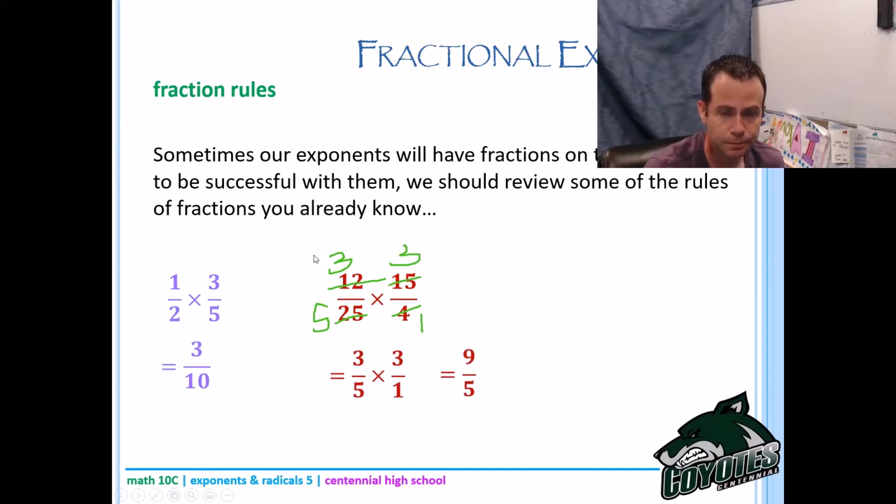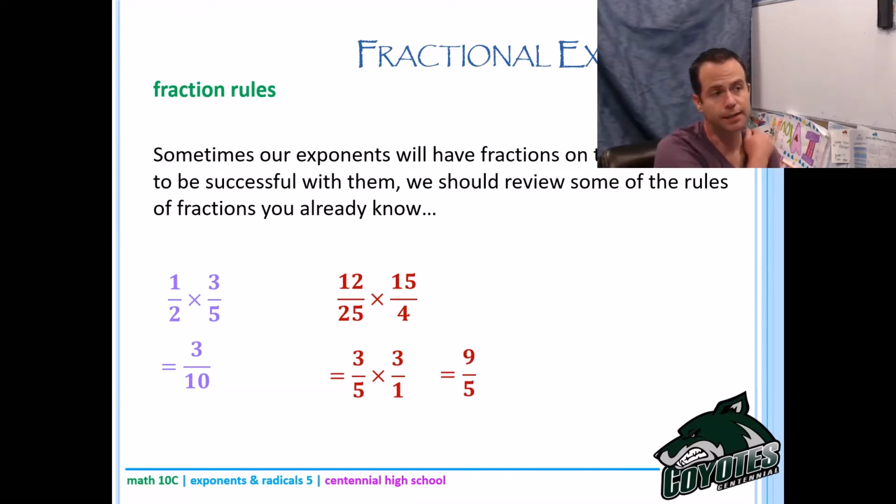Now, some of you may say that's not right because I have to put it into a mixed number. And if you want to put it into a mixed number, that's fine. But 9 over 5 is perfectly acceptable. It's okay to have your answer as an improper fraction as long as it's reduced, okay? If you want to write it as a mixed number, you can also do that. That's 1 and 4 over 5, okay?